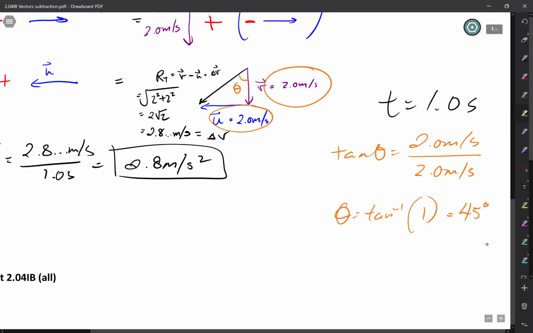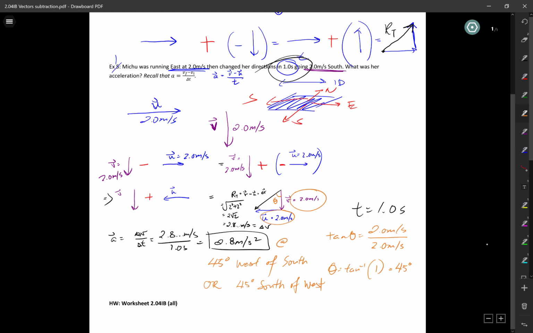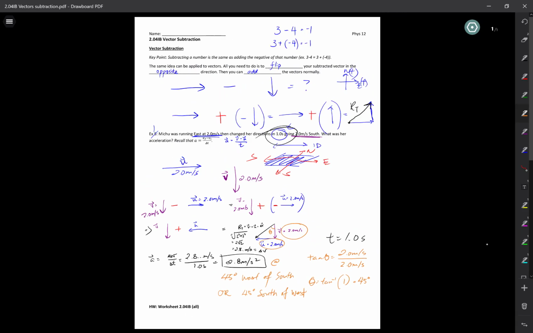So this acceleration is 2.8 meters per second squared at 45 degrees. This is going west of south. And you are right, it doesn't actually matter which order you say, because 90 minus 45, the other angle, is also 45 degrees. So you could have said 45 degrees south of west, which also works in this case, okay? So this is overall an application of vector subtraction.